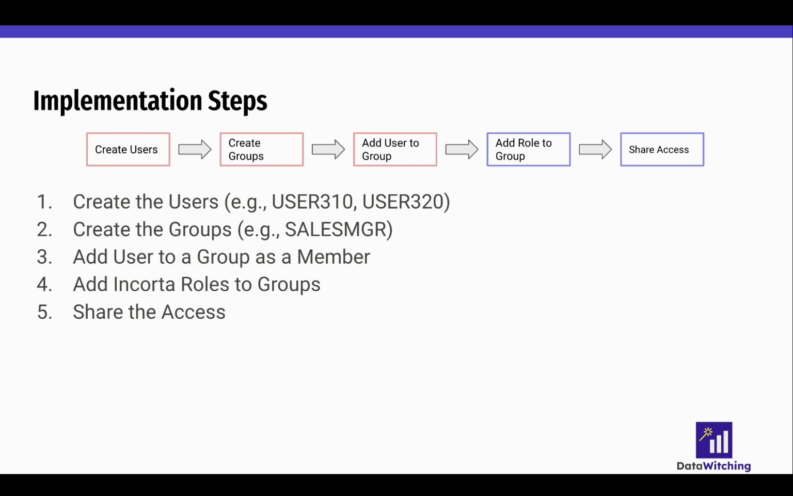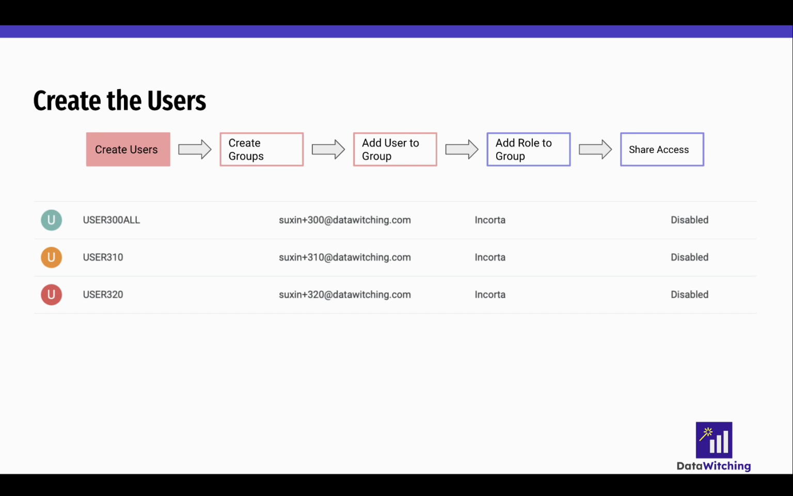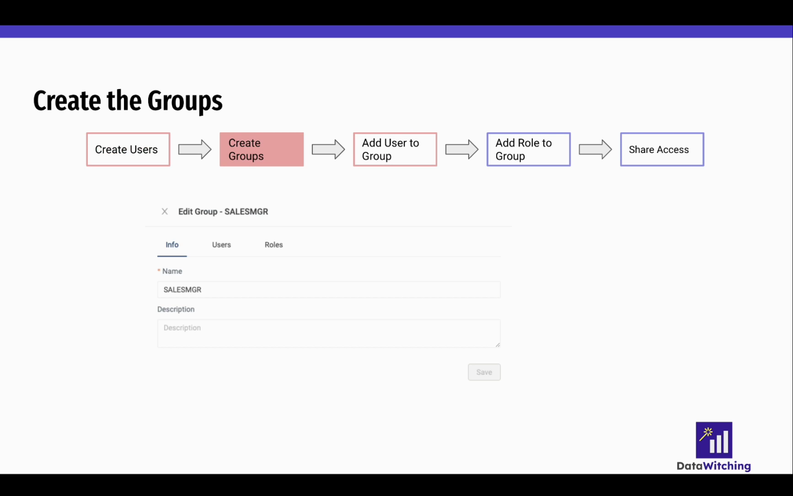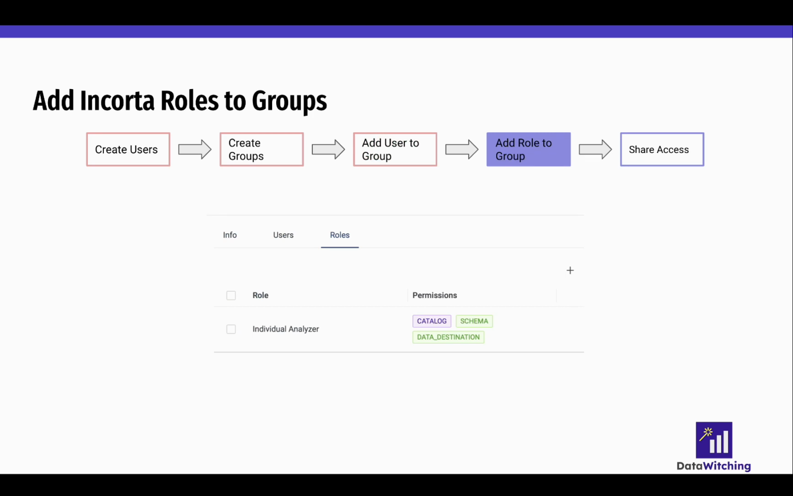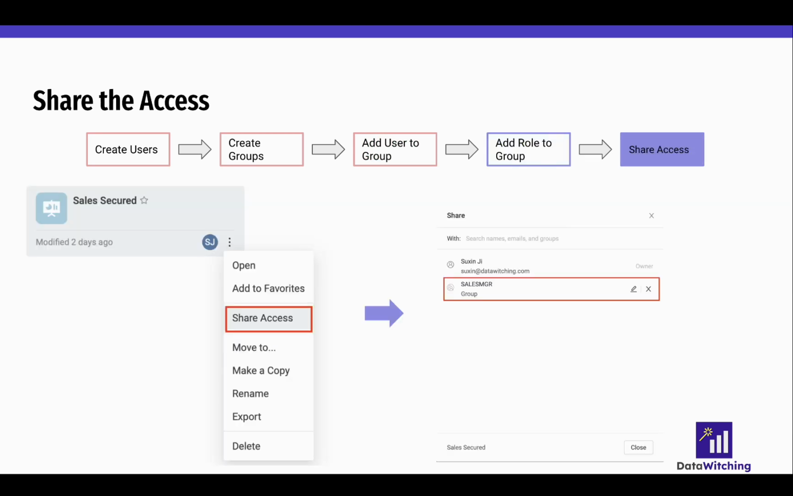Here are the implementation steps. For the first steps, if direct sync is enabled, we don't need to maintain them in Incorta manually. We don't need to use the Incorta UI to create user groups and assign users to groups. The first step is to create users, then create groups, add a user to a group, and add a role to the group. Then finally, share the dashboard access with the group.